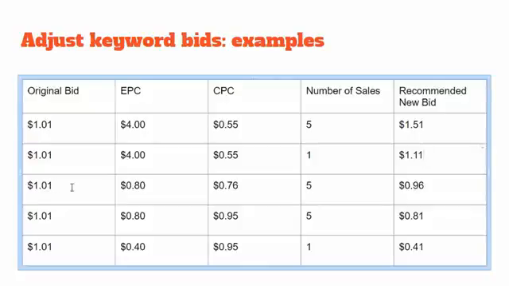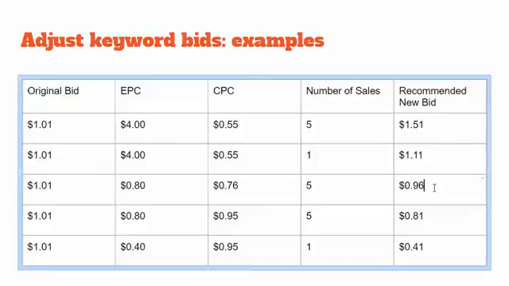Now let's look at a third example. The original bid is $1.01, the EPC is 80 cents, and the CPC is 76 cents. As you can see here, EPC and the CPC are very close, and the number of sales is 5. So in this situation, this campaign is just barely profitable, right? And most likely we have only made a few dollars, or maybe $10, $20 overall.